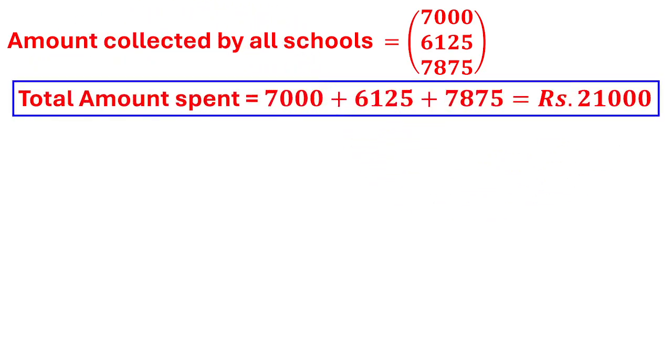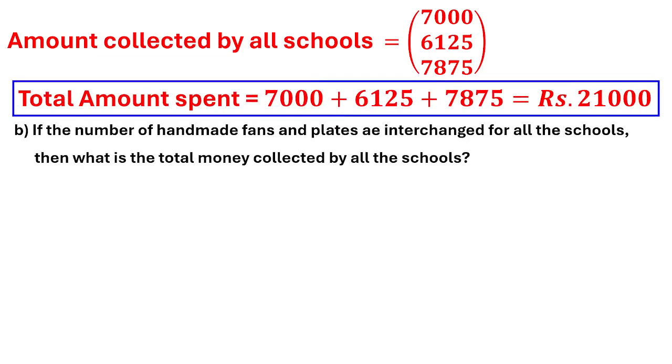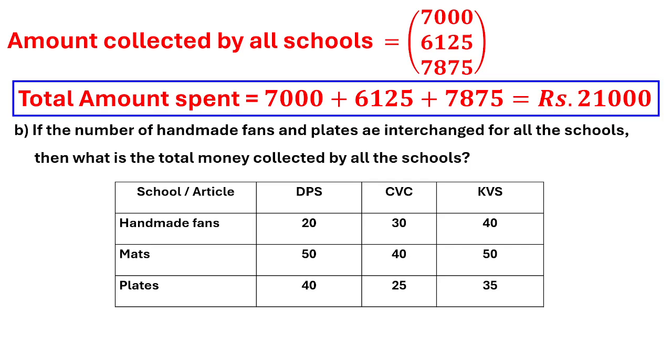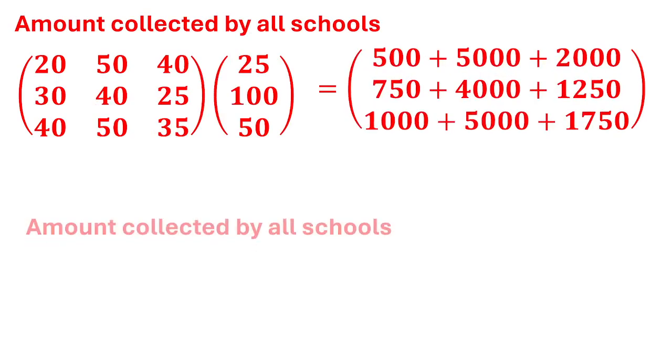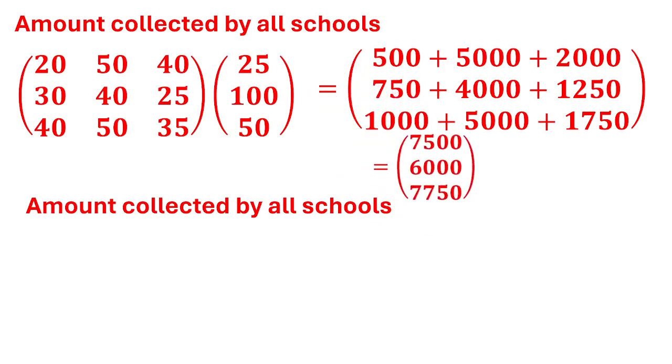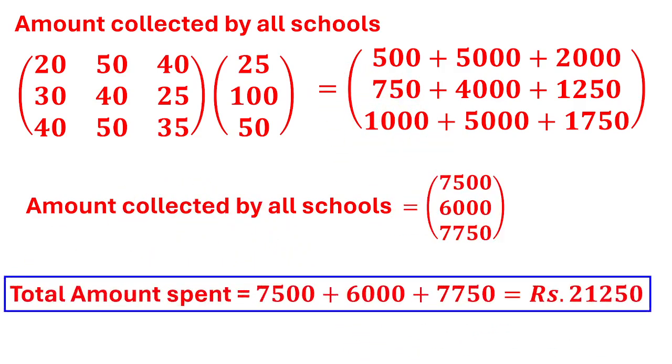In the second subdivision, they told that it has been swapped. Which is swapped? The number of handmade fans and plates, the numbers have been interchanged. These have been swapped, and I am getting the new table over here. Again, as per the new table, I am getting the 3 cross 3 matrix multiplied by 3 cross 1. Once again, I am getting the amount collected as 7,500 plus 6,000 plus 7,750. The answer is 21,250.